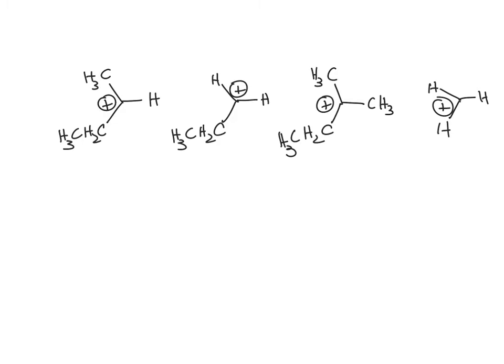Okay, so let's classify these first. So this carbocation is bonded to how many carbons? 2, 1, 2. So that's secondary. This carbocation carbon is bonded to 1. This carbocation is bonded to 3 carbons. This carbocation is bonded to none. So that's a methyl. Okay, so we've classified them, and we're supposed to rank them.